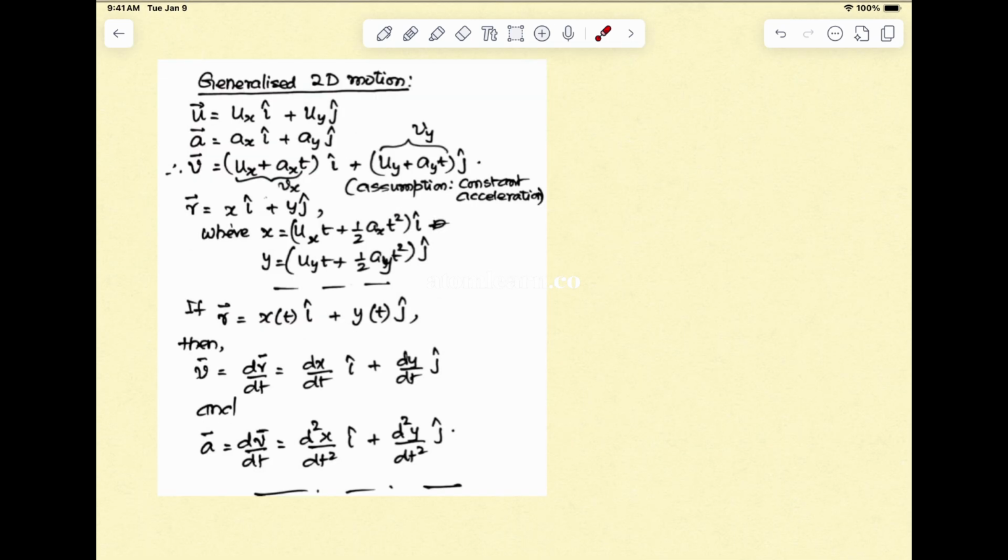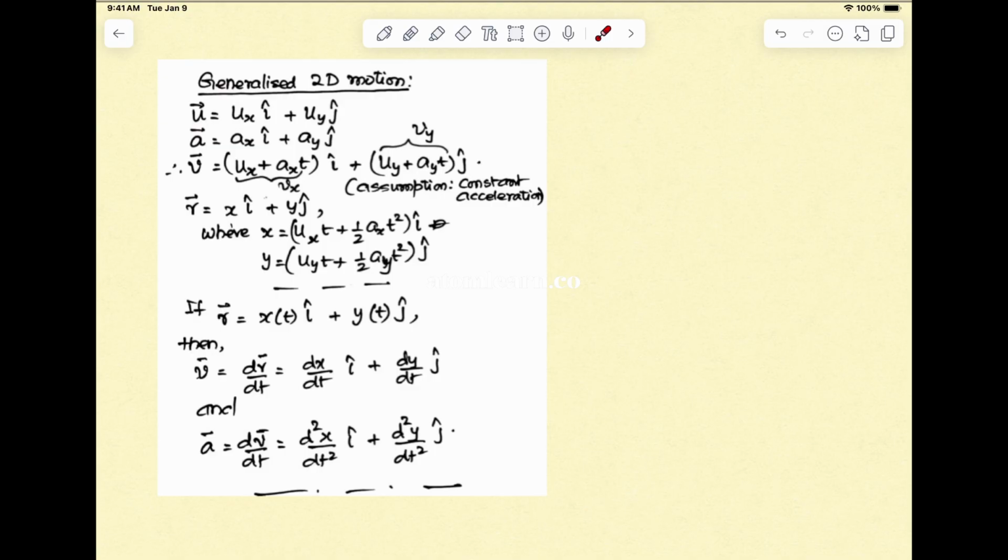Let's go through the generalized 2D motion, how to calculate. Let us take now the initial velocity u can have x component as well as y component like this, ux i cap plus uy j cap. Then the acceleration, as I said, can have both x direction, y direction also. Therefore, write the acceleration vector as ax i cap plus ay j cap.